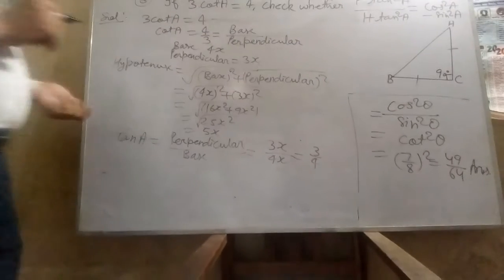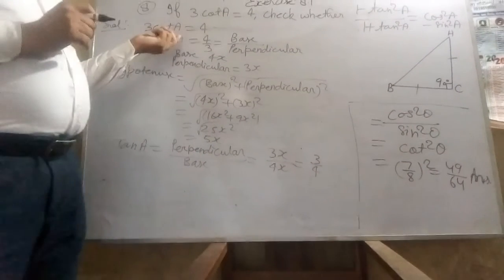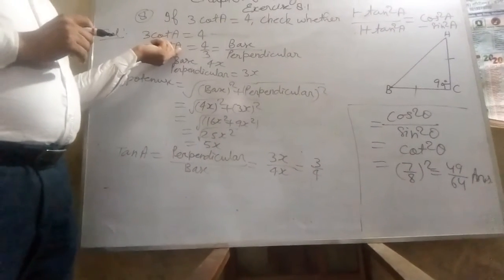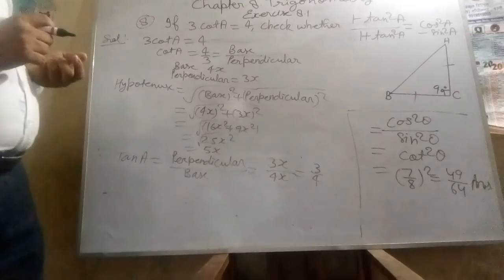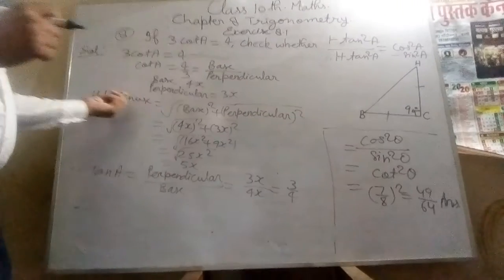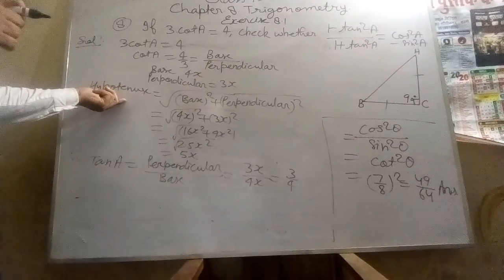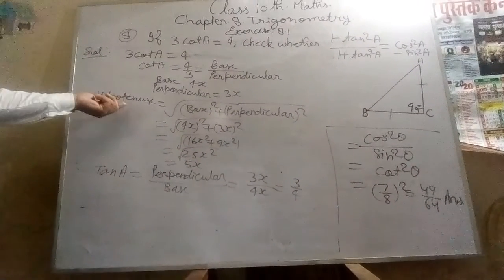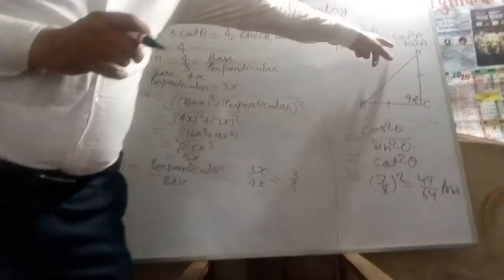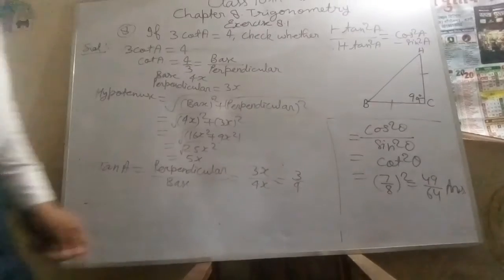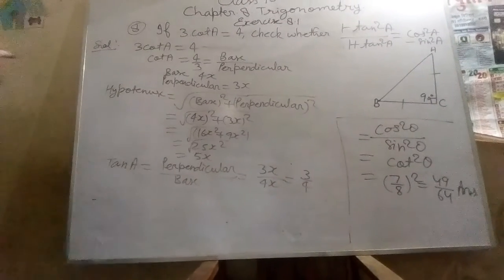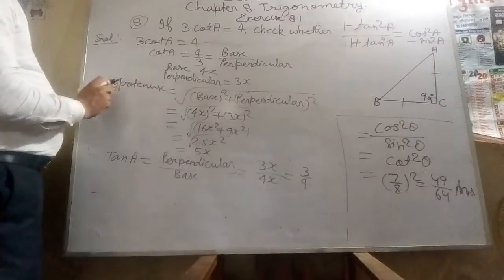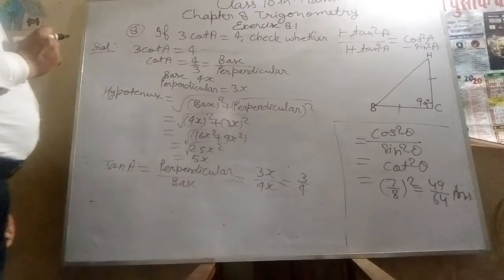You can find here the tan A value as reciprocal of cot A, but we need to find out the value of hypotenuse to find the value of sin and cos A. So it is necessary first to find out the value of hypotenuse.